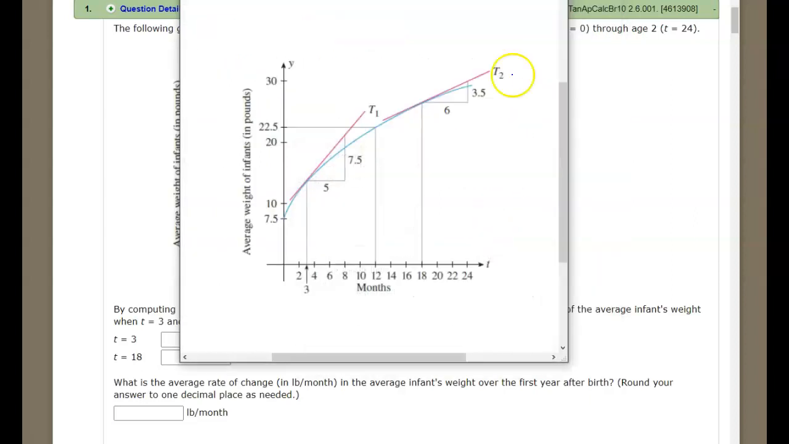So back to our graph. We're going to use that formula, y2 minus y1 over x2 minus x1. So you need this ordered pair: 12 months, 22.5, and 1 month, 7.5.